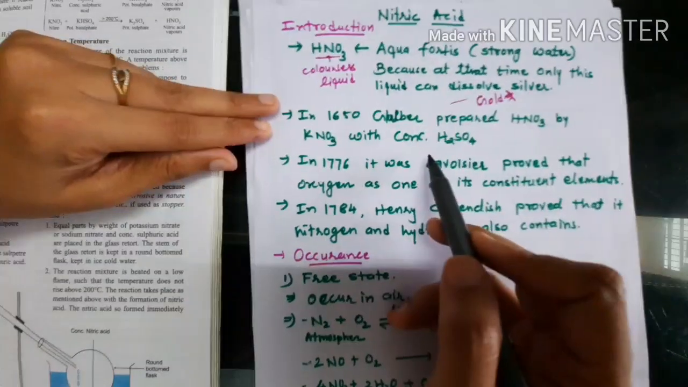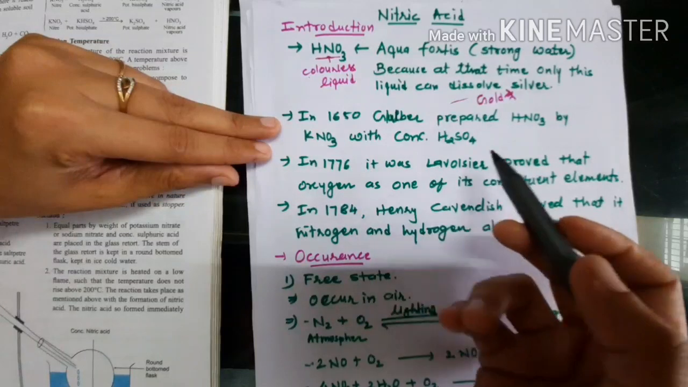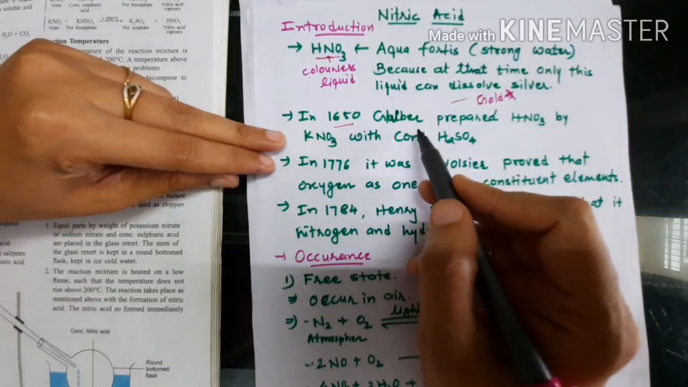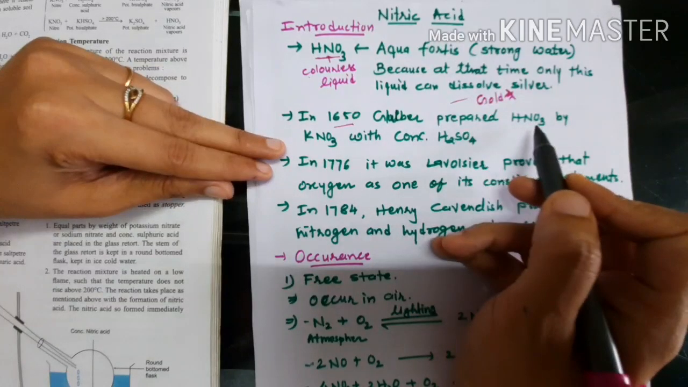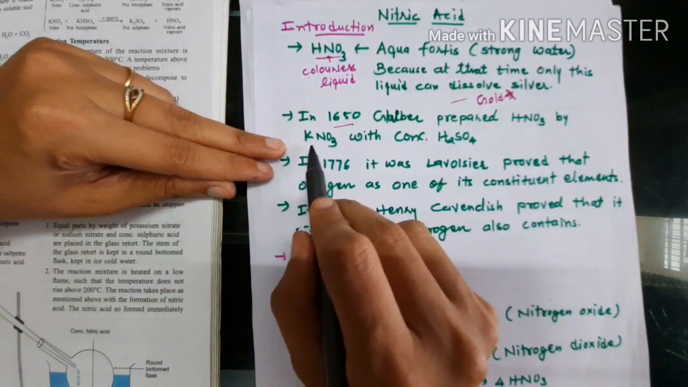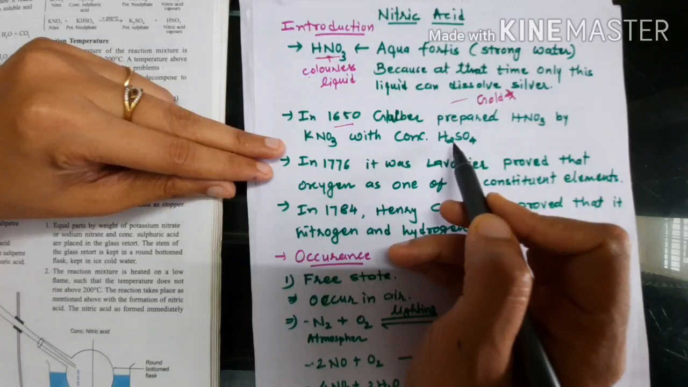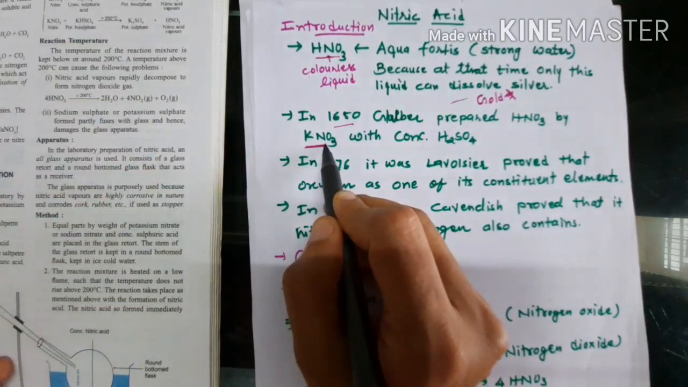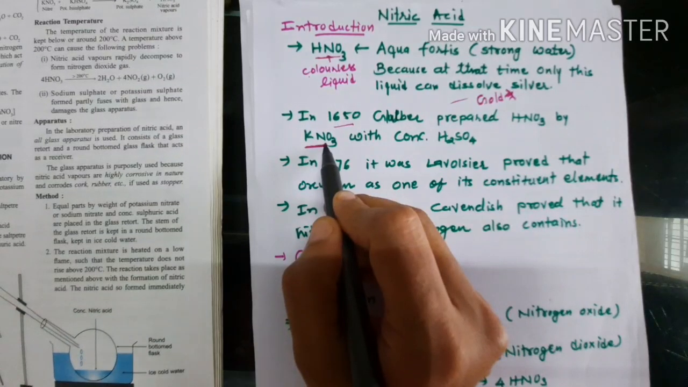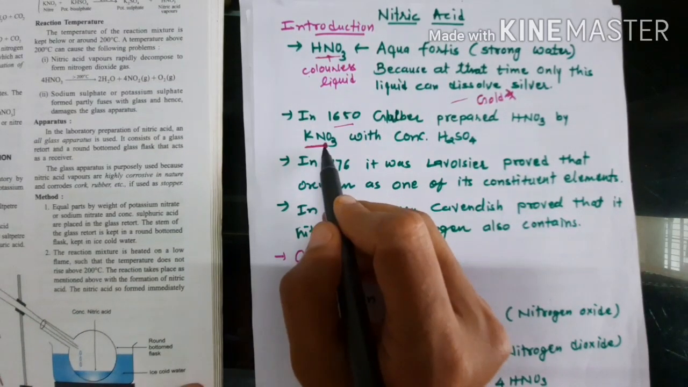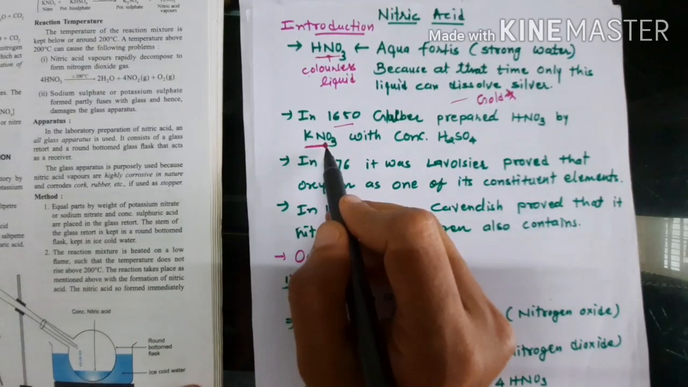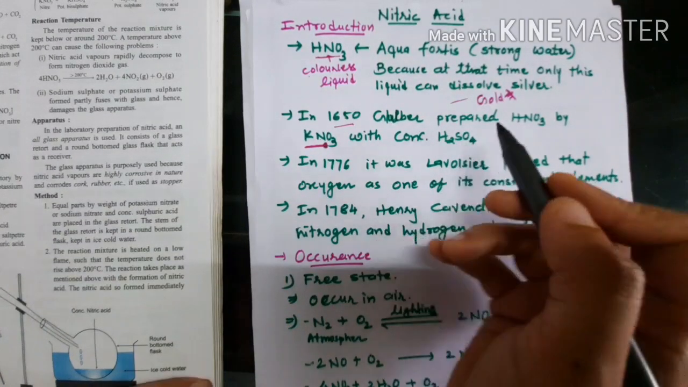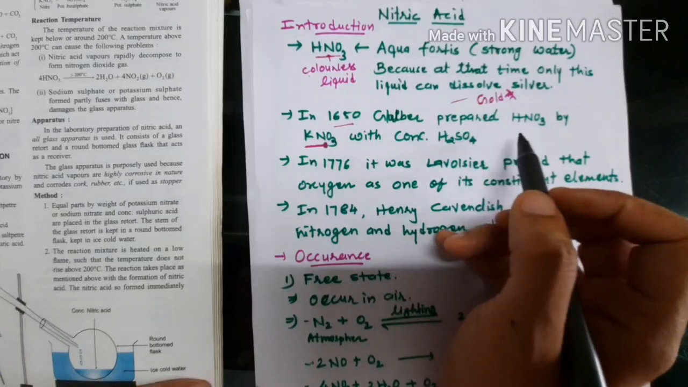Okay. Now, who discovered this nitric acid for the first time? Glauber prepared nitric acid by reacting potassium nitrate with concentrated H2SO4. Potassium nitrate is also known as distilling nitrate. When it reacted with concentrated H2SO4, at that time aqua fortis was discovered.